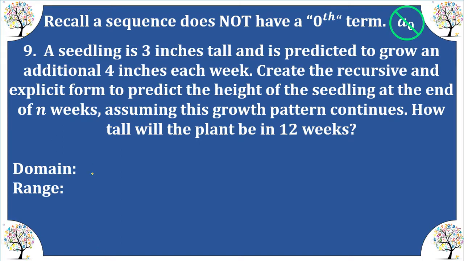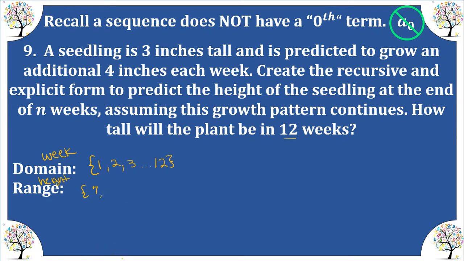So let's make sure we understand the domain. The domain in this word problem is going to be after week 1, week 2, and week 3, and so on. So domain is the weeks. The range is the height at the end of each week. So we have week 1. At the end of week 1, it was 3 inches plus 4 more. So at week 1, it's 7 inches tall. Our first term is not 3. That would be before we started counting the weeks. And then we have week 2, week 3, all the way until we get to the 12th week to see how tall the seedling is.